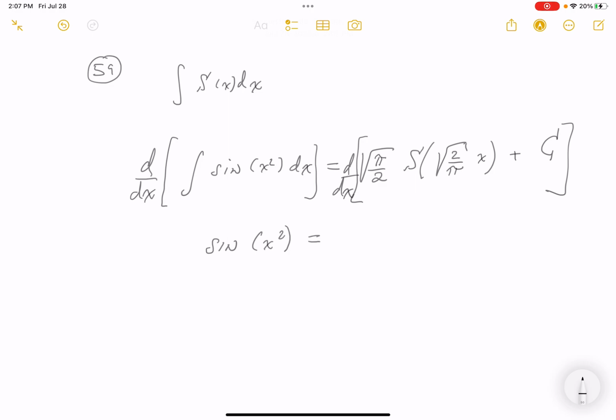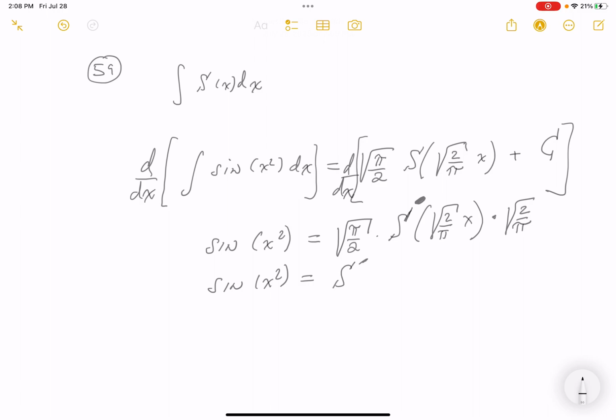I'll simplify this too as I write things down. You're going to get S prime, oh, I'm sorry, that's S prime. Sorry about that. Put a prime over here. My penmanship's not great, by the way. And then it's going to be times the derivative of the inside of that, which is going to be root 2 over pi. So let me write this over here. Sine of x squared is equal to, well, it's just going to be that S prime.